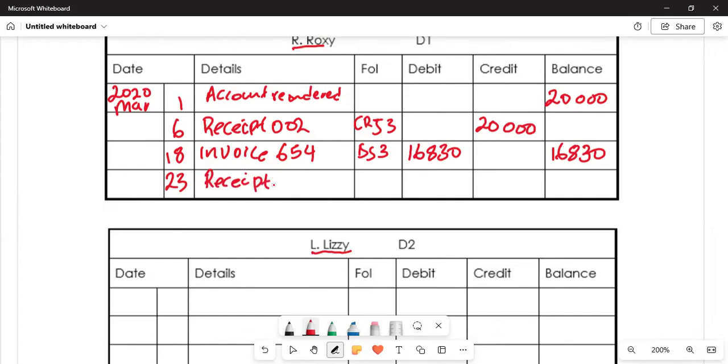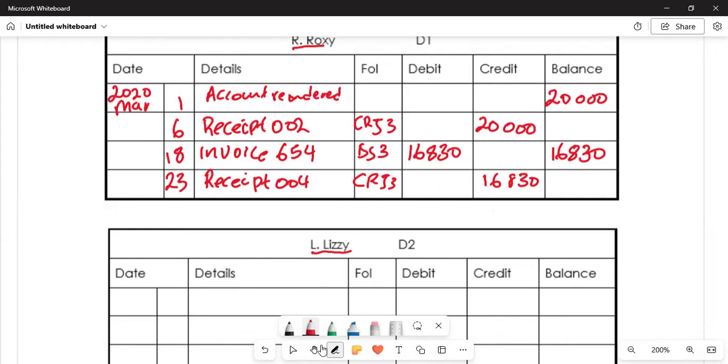Received 004. Once you say received, it means it goes to the cash receipt journal. Now it is what? CRJ3. Then we are going to receive how much? 16,830. We go to the credit side because this is what you're going to receive. This is an income. Pass.